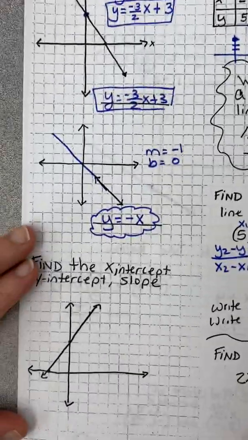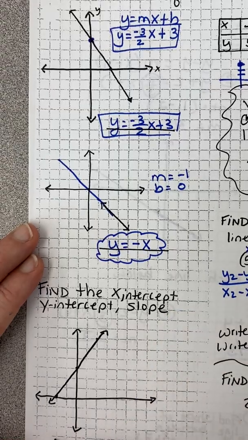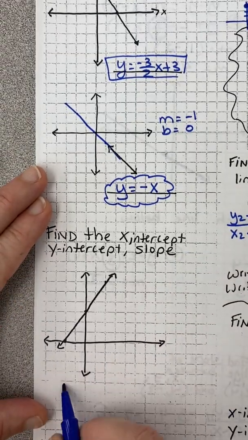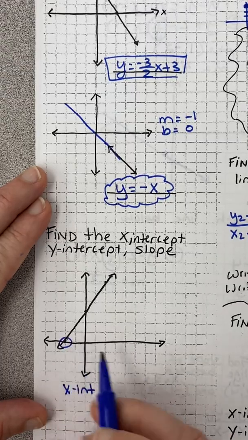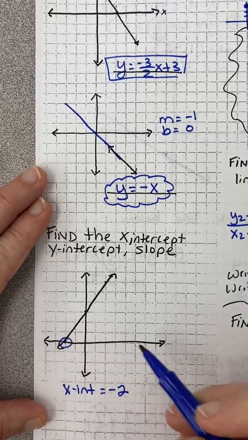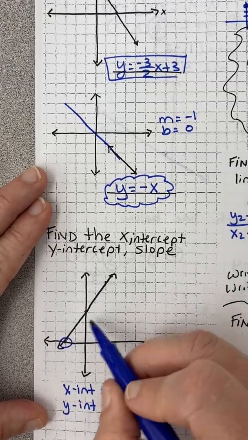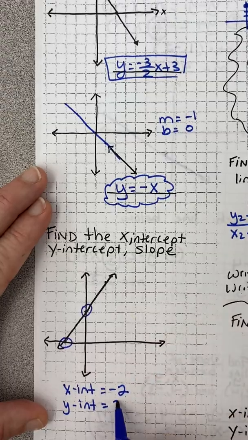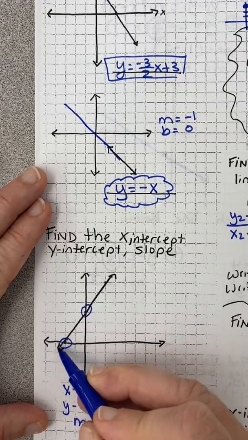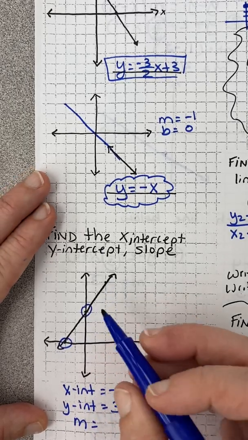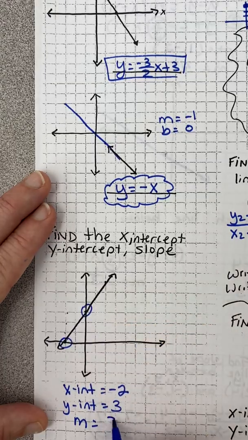Okay, on this picture here, it says find the x-intercept, y-intercept, and slope. So x-intercept. Well, where does it cross the x? Right here. So the x-intercept is -2. Y-intercept. The y-intercept right here is 3. It asks for the slope. The slope looks like a positive slope. If I wrote my name on this line, it would be going up. And it goes 1, 2, 3 over 2. Rise over run.